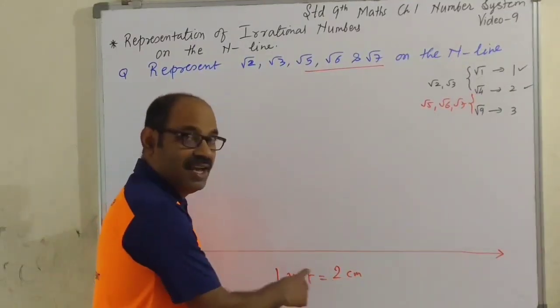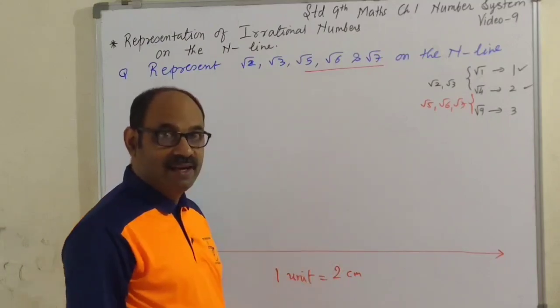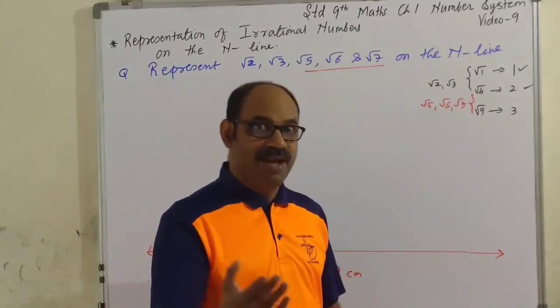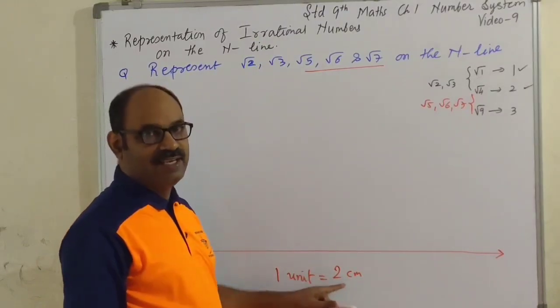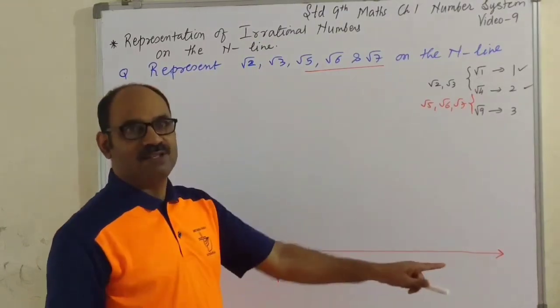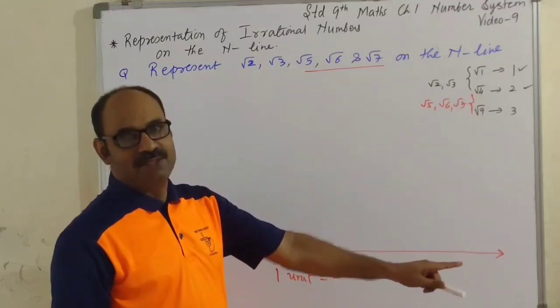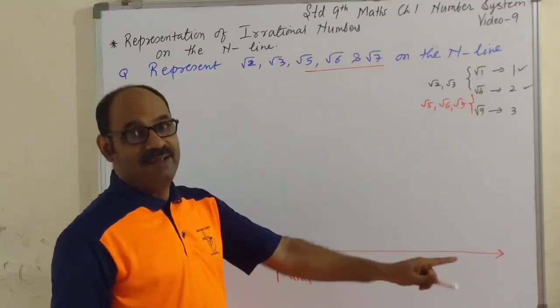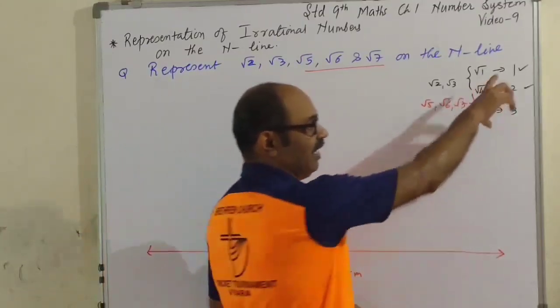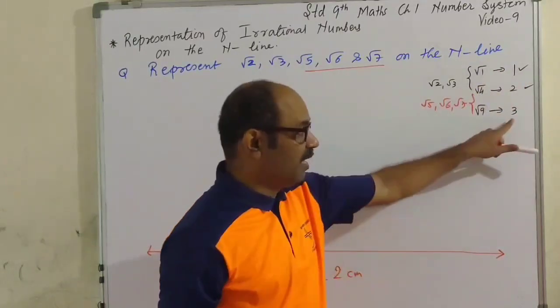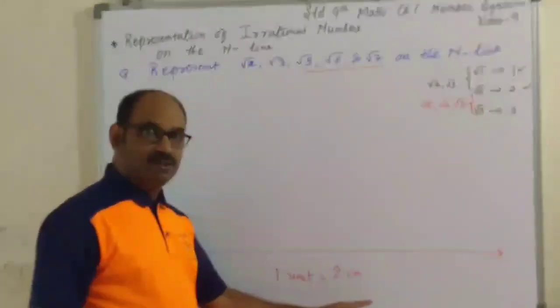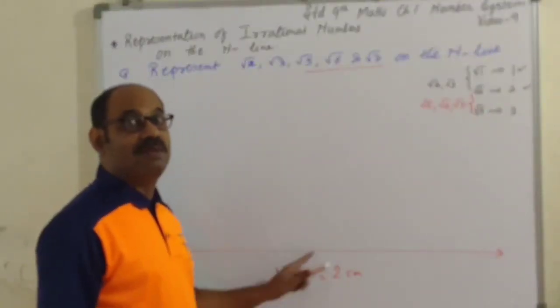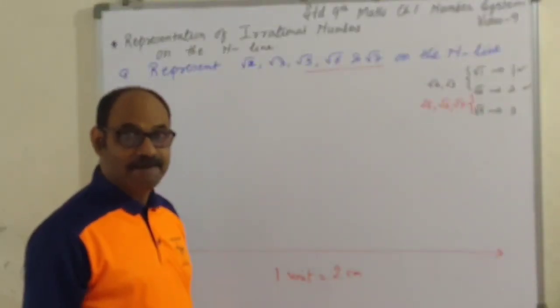Think for a moment: in 1 unit there are 2 centimeters, so in 3 units it is 3 times 2. 1 unit is 2 centimeters. 2 units is 2 times 2. 3 units is 3 times 2. 4 units is 4 times 2. So how many units do we need? 3. The biggest number is 3, so we need 3 units. So if 1 unit is 2 centimeters, 3 units will be 3 times 2, and that is 6.